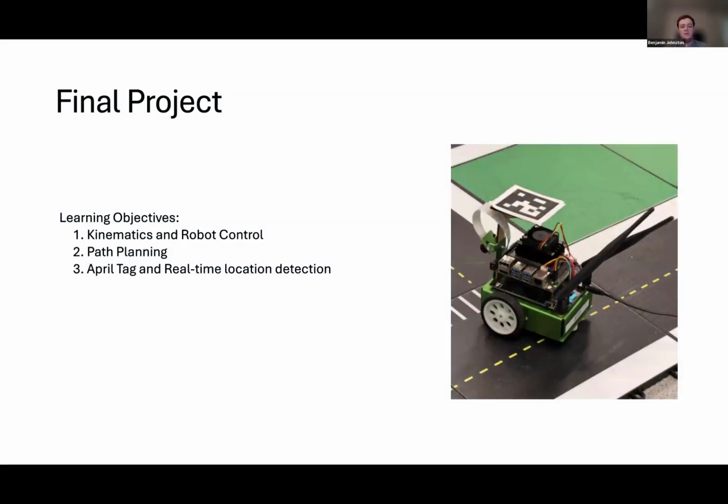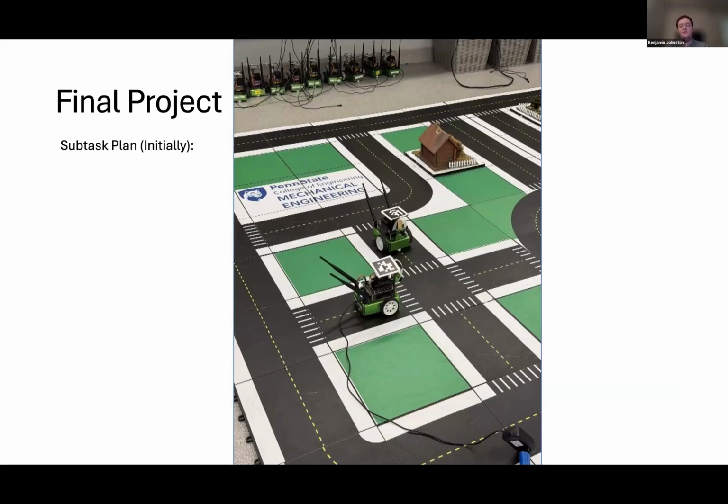For our final project, and basically Lab 4, we decided to tackle 3 of the 5 learning objectives: kinematics and robot control, path planning, and then April tag and real-time location detection. To do this, our initial plan was to have the robot follow an assigned path to the house you can also see in frame, and then also, well, crash into it at some point eventually, which you can see there. Yeah, that was our assigned goal. That's what we wanted to do.